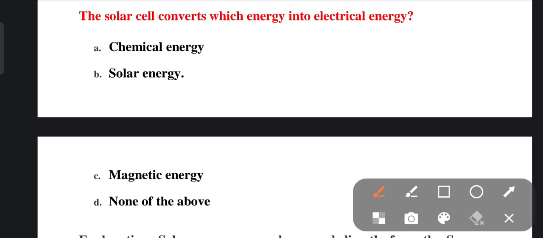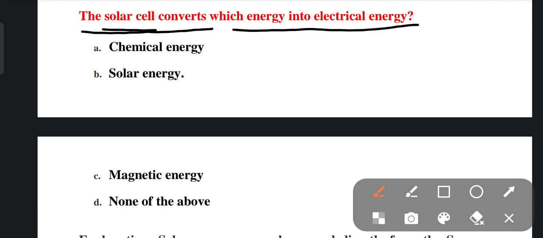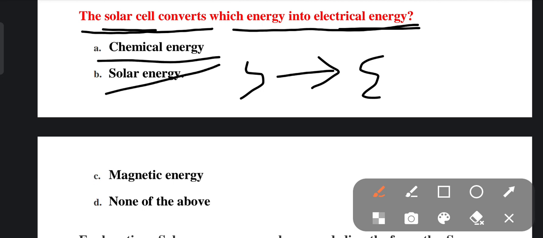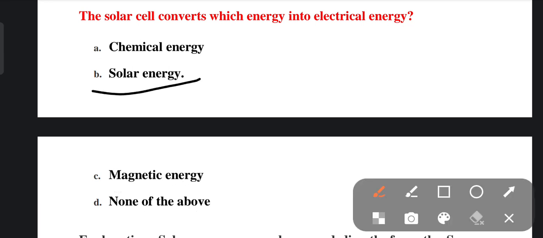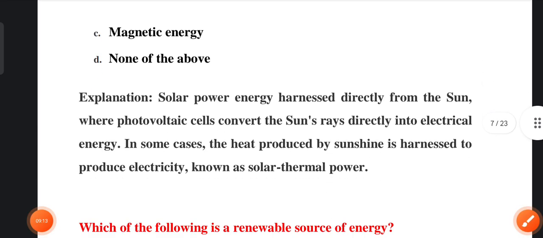So the next question is, the solar cell converts which energy into electrical energy? Solar is nothing but energy from the sunlight. So solar cell converts which energy? Solar energy is converted into electrical energy. Options are chemical energy, solar energy, magnetic energy, none of the above. The right one is solar energy.